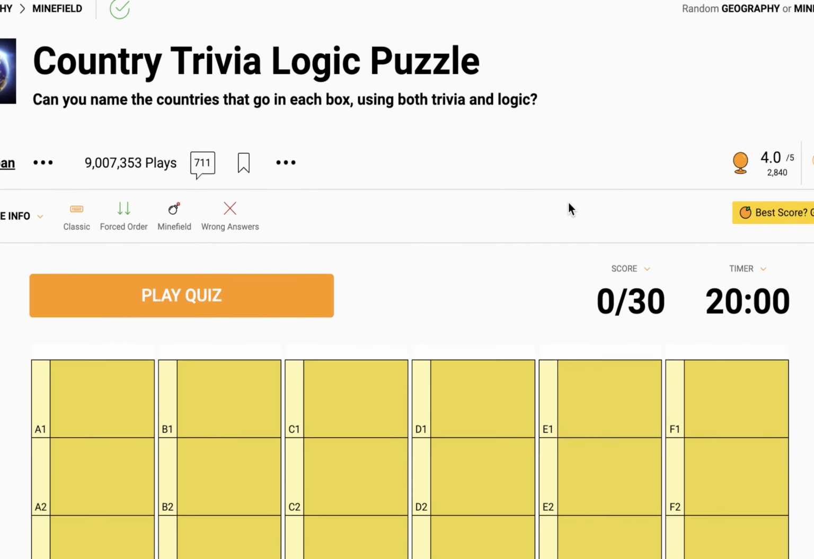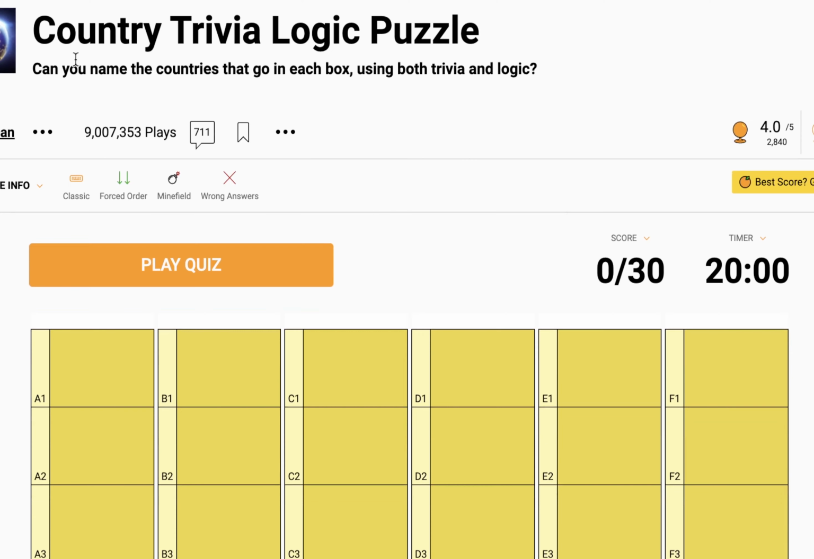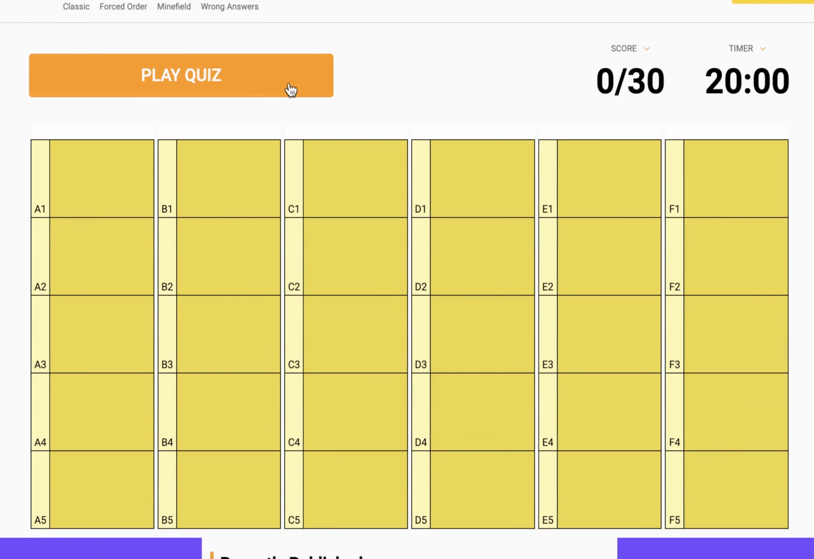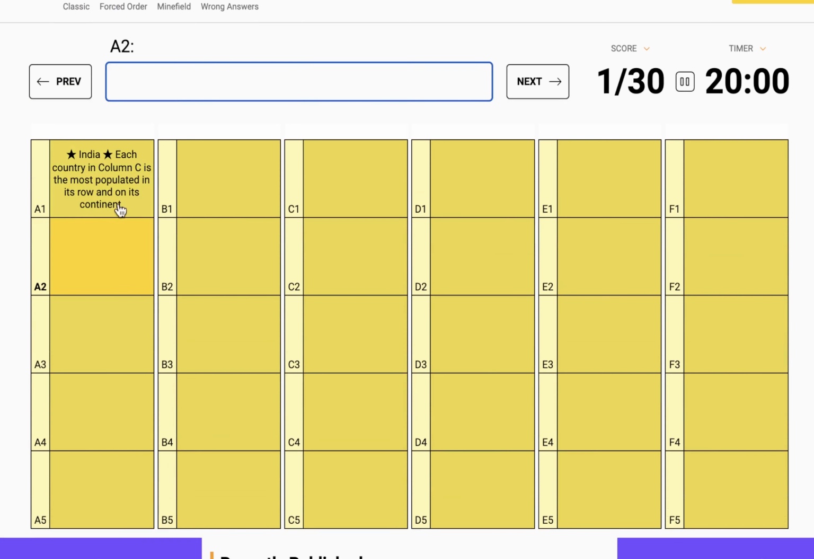Today, despite my disdain for Sporcle, we're going to try the country trivia logic puzzle. From my understanding, we have a clue in each box and a country. So, this says, each country in column C is the most populous in its row and on its continent.